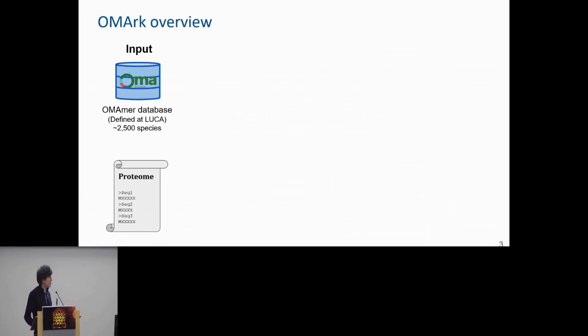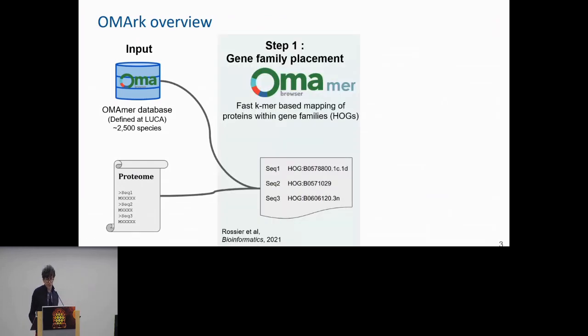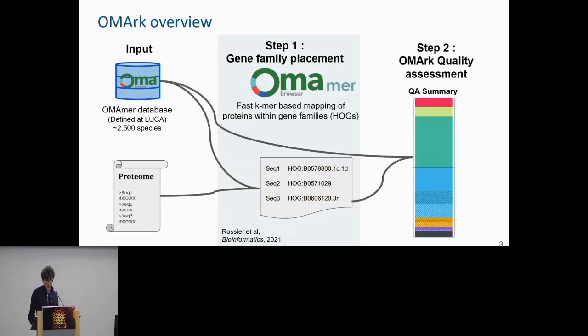So OMArk takes as an input a database that's issued from the OMA orthology database, which has orthology information for 2,000 species, and that's used as a reference. It also takes as input the proteome of interest. The first step of OMArk is using the software OMAmer. That's a software for fast k-mer-based mapping of proteins into gene families that are represented in OMA as hierarchical orthologous groups. So we obtain a file where each gene is mapped to a gene family, and then OMArk uses this file to provide a quality assessment.